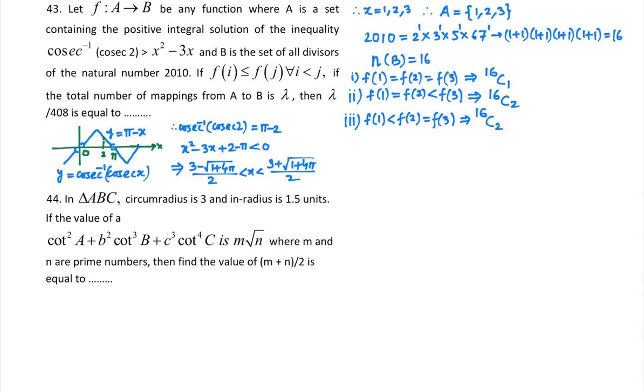Now the last case is number 4, where all the values F1, F2, F3, none of them are equal. They satisfy this inequality. That is also possible. In this case I have to choose 3 numbers from the 16 numbers in the codomain, so it will be done in 16C3 ways. When I add all of them, I get the total number of mappings from A to B. If you simplify, it will give 816. And therefore, in the answer they are asking, this is the value of lambda.